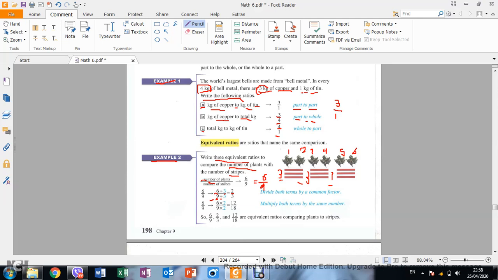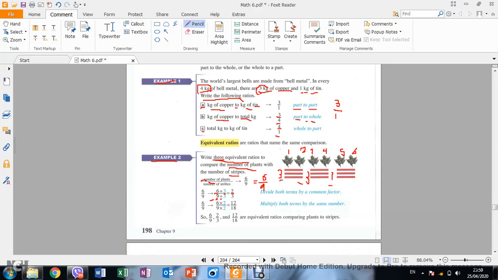The first way to get equivalent ratios is to divide. It tells us the ratio is equivalent. The second time we can use multiply.